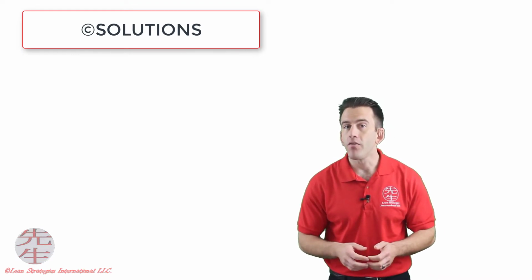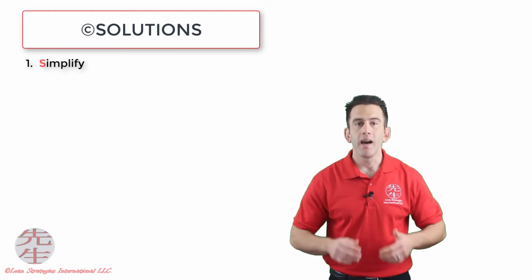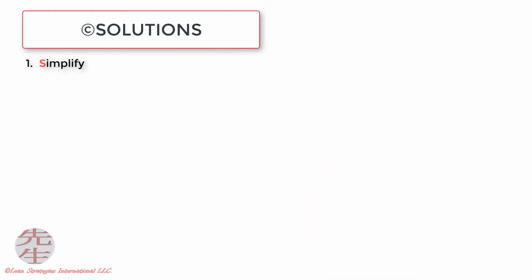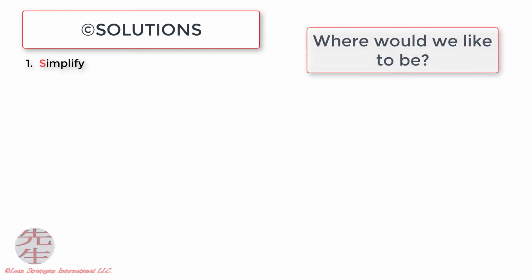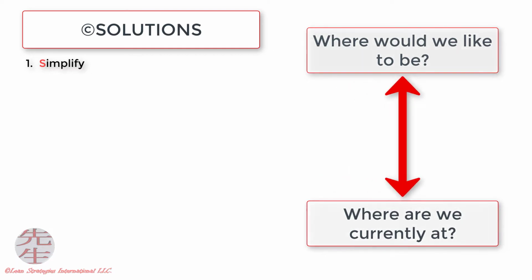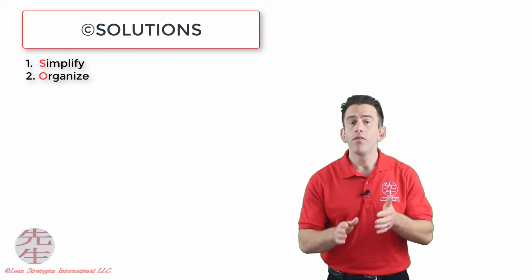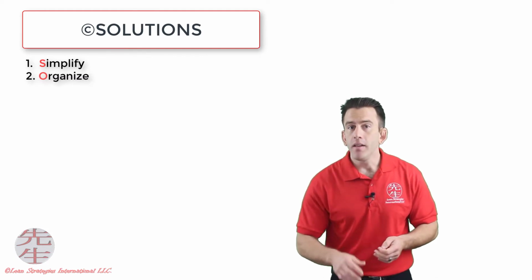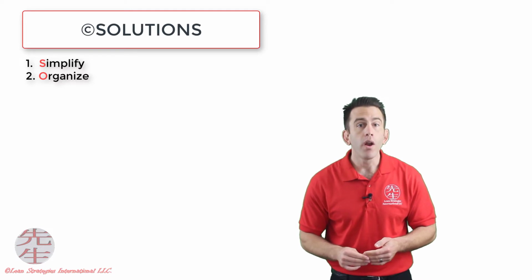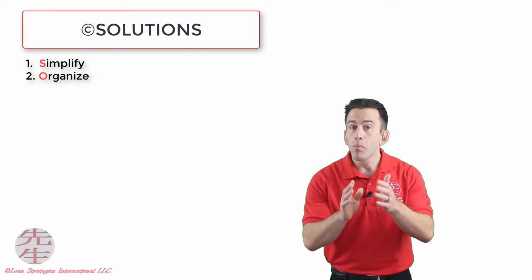Let's turn our attention to our 9-step practical problem-solving process, solutions. In the first stage of our practical problem-solving process, we simplify the problem. Here we focus on answering the questions, where is it we want to be, and where is it we currently are at? Once we have done this, the next step is to organize all of the now visible gaps. These gaps, as we learned in the What is a Problem lecture, are our problems.